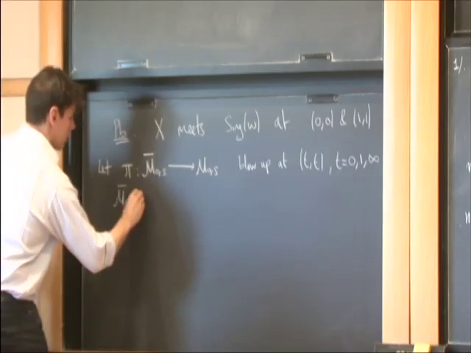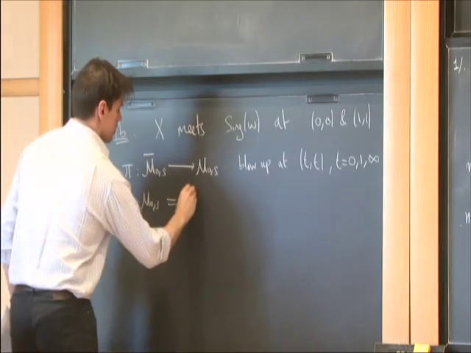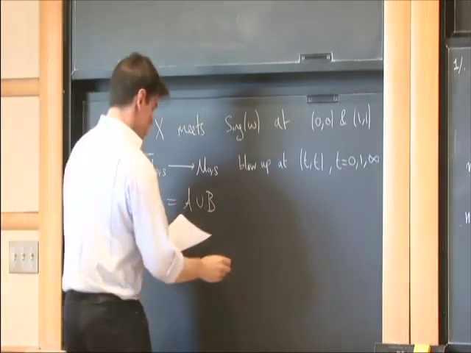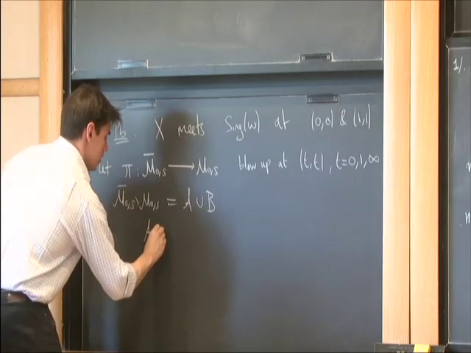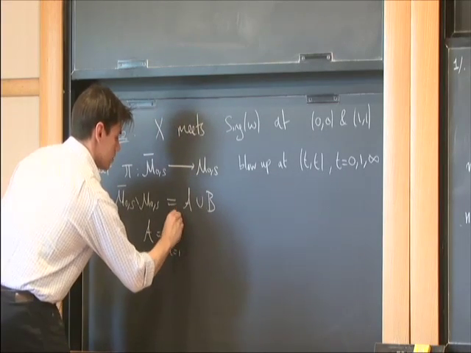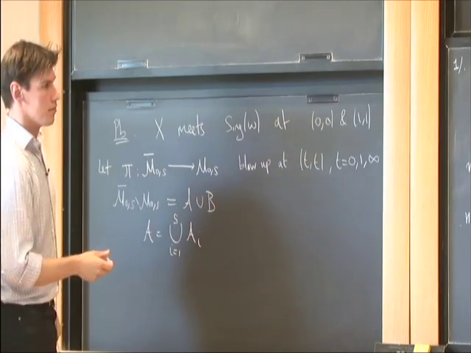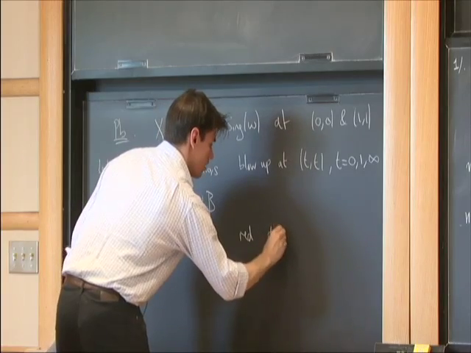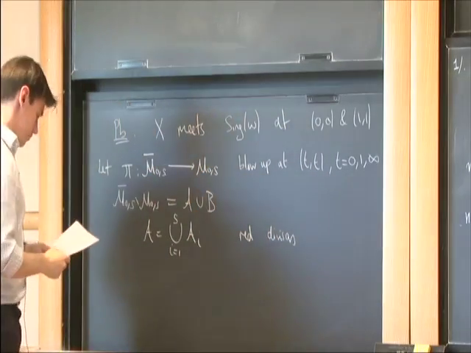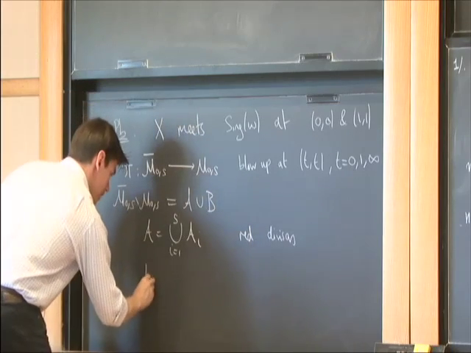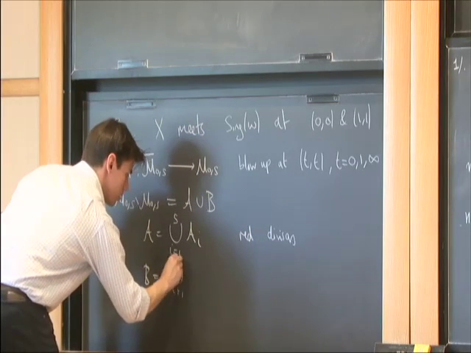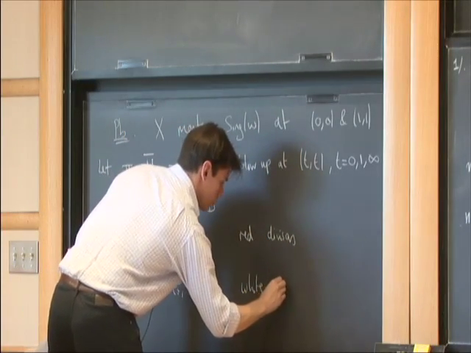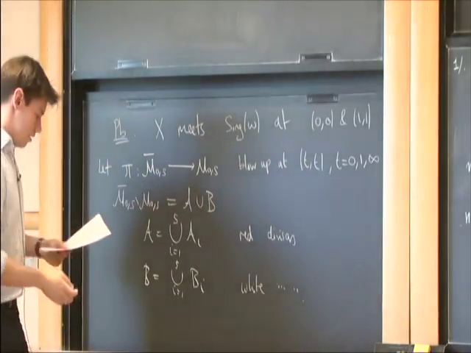And so after blowing up, what you find now is that you have 10 divisors. So the difference between M0,5 bar and M0,5 is two sets of five divisors. So A is a union, A_i for i from 1 to 5, numbered in some order. So the A_i are the red irreducible divisors, hyperplanes. And B, again numbered in any order, are the white ones. Okay.